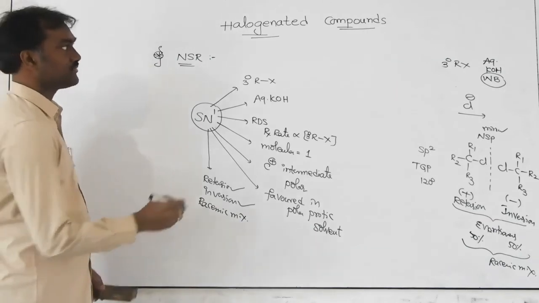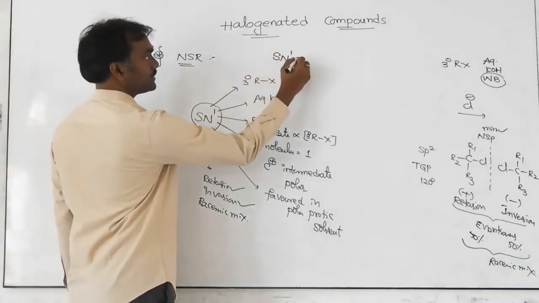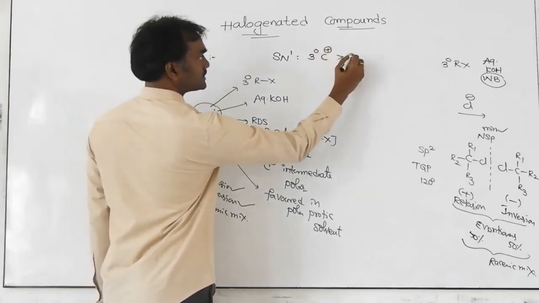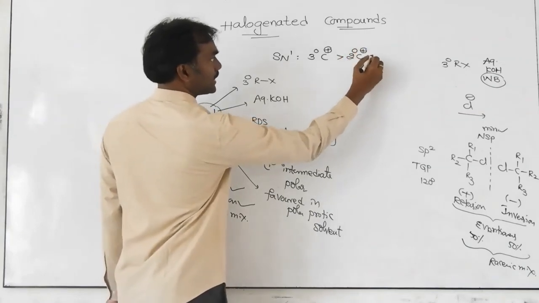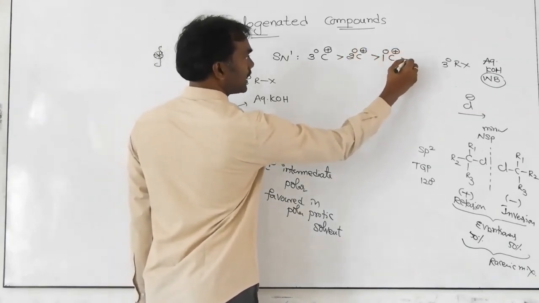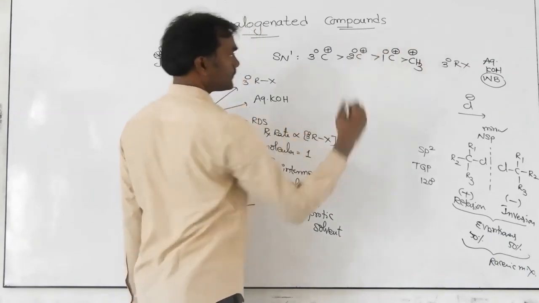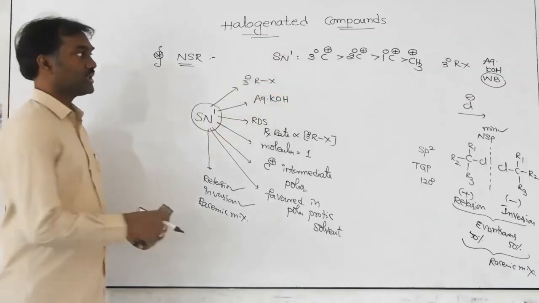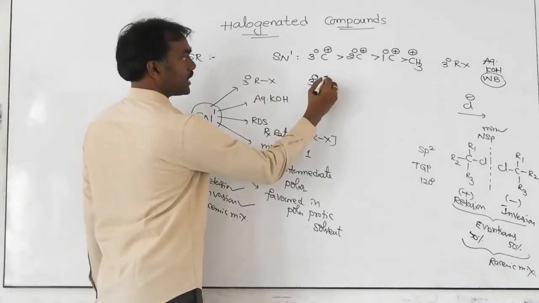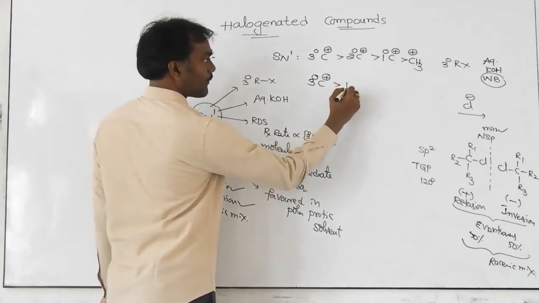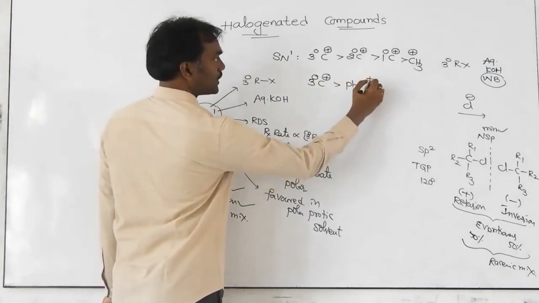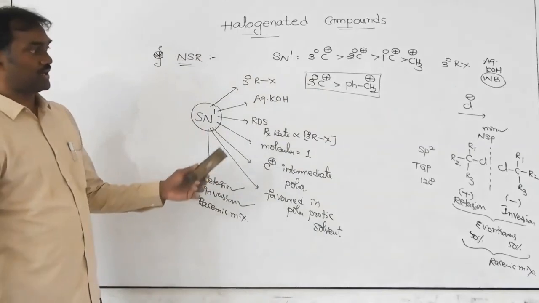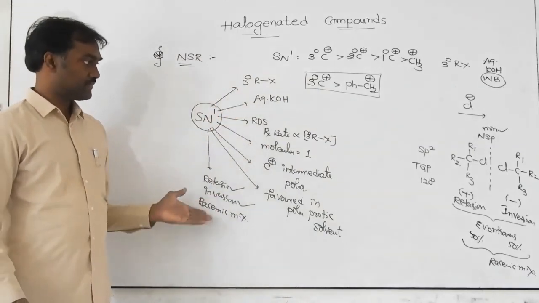So where is SN1 forming? SN1 is favored when the carbocation is tertiary, which is greater than secondary, greater than primary, greater than CH3+. This is the order of SN1. Otherwise you can take tertiary carbocation greater than benzyl CH2+. This is also important in NEET and JEE. So these are the important features of SN1.